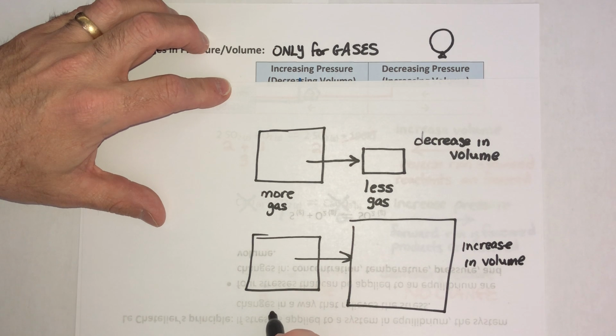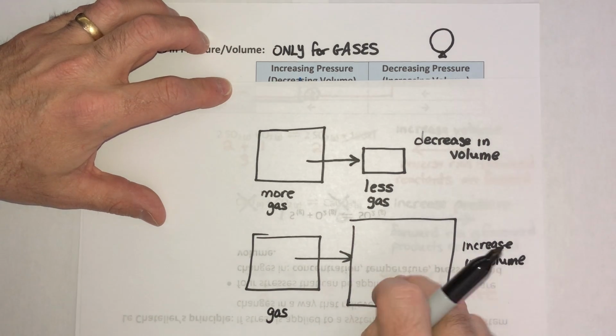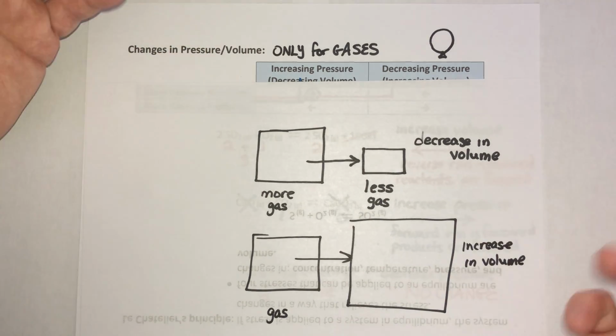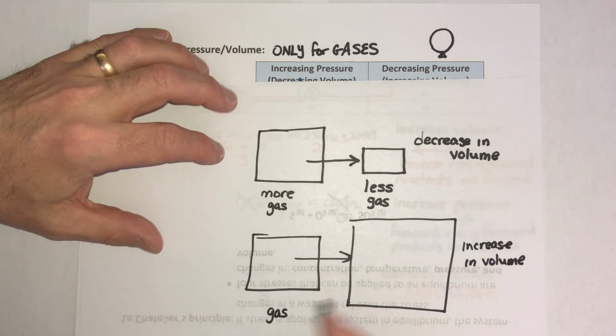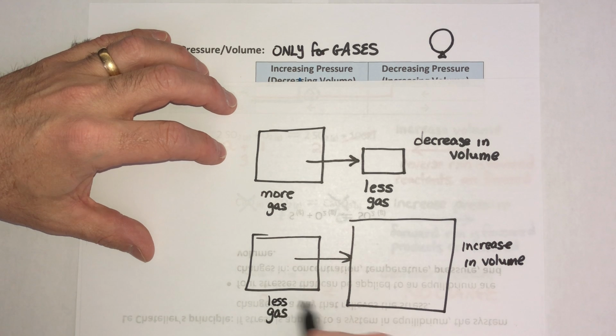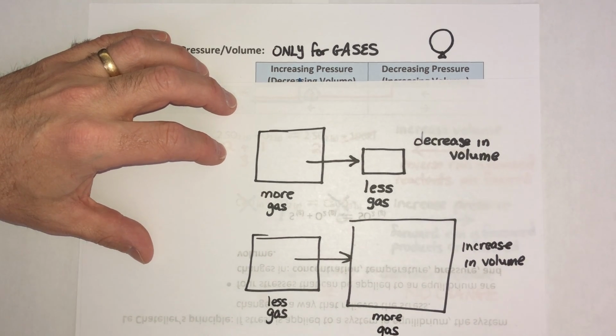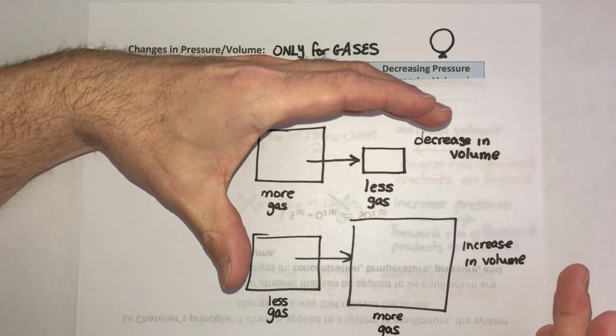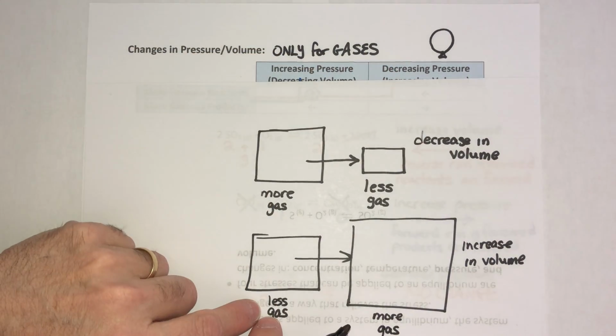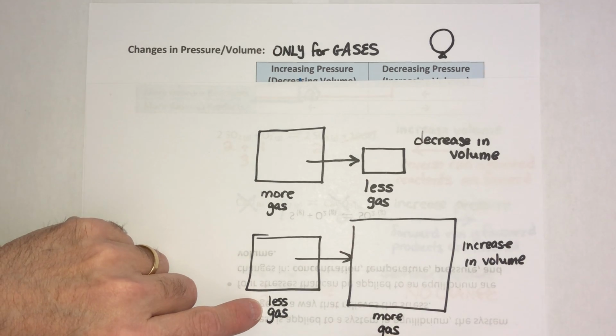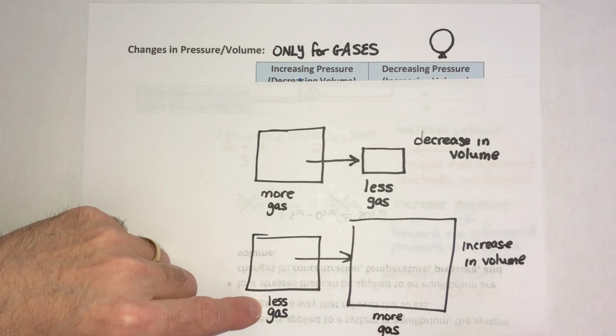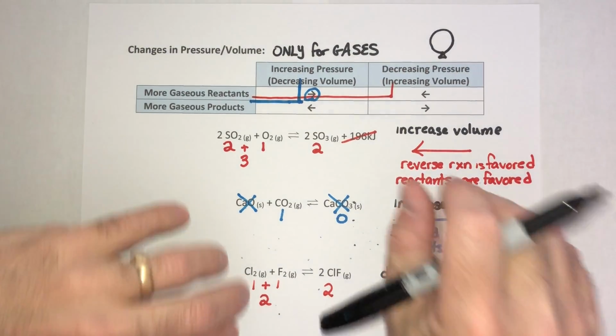Well, you had a guest list of gases, people, and if you go into the bigger room, that means you can invite more people. So here you'd have less gas, and here you would have more gas, right? If you're going to increase the size of the party room, your guest list is going to go from a small guest list to a big guest list. So if we apply that to our problems here, okay?